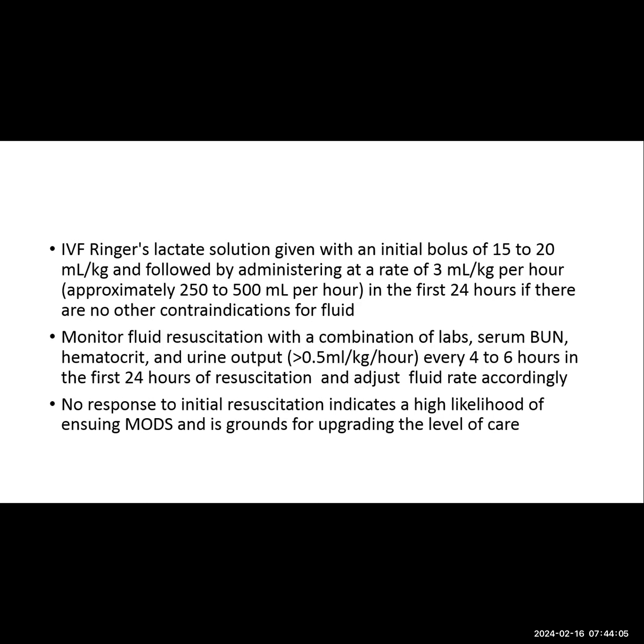So approximately the patient should be getting 250 to 500 ml per hour in the first 24 hours if there's no contraindication to fluid. In this first 24 hours, we have to be reassessing the patient every 4 to 6 hours. So we'll pass a urethral catheter to monitor urine output. We want the patient to pass greater than 0.5 ml per kg per hour of urine. Then we will also monitor the patient's serum blood urea nitrogen and the hematocrit.